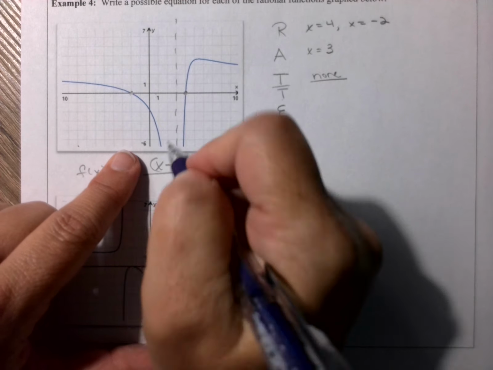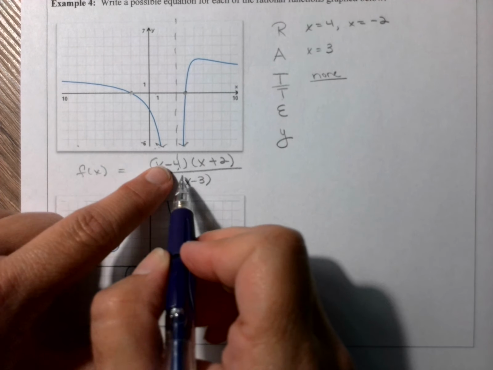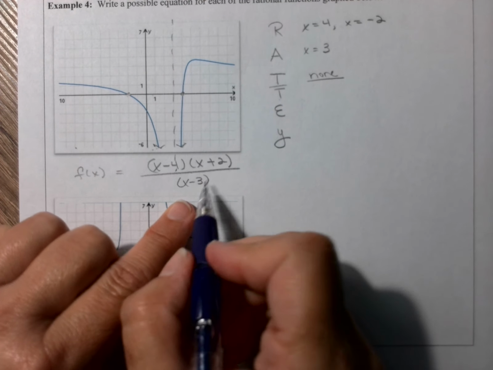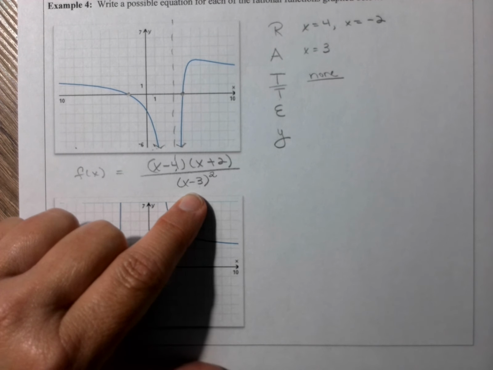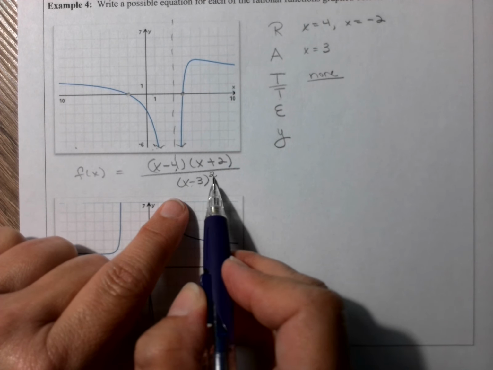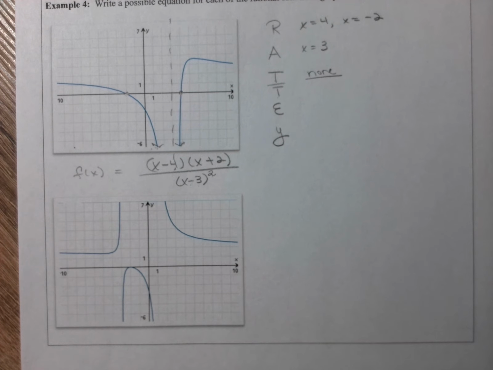But togetherness, look at this. Both sides here are decreasing without bound around this asymptote. And that means that this x minus 3 has to be squared. It's the first time we've seen that in these examples, that factor in the denominator is squared because the behavior is going in the same direction.